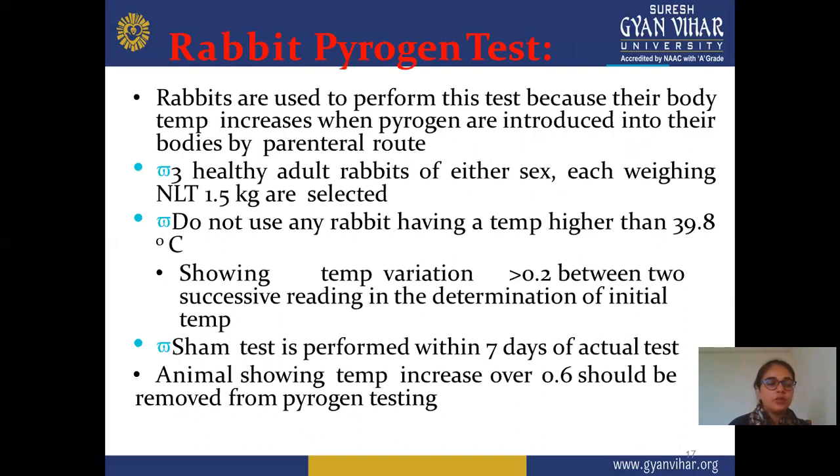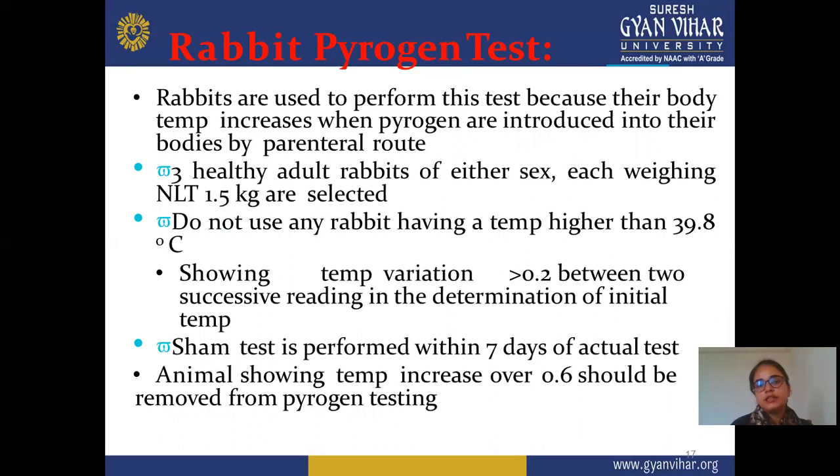In this rapid test, we are performing the test on the rabbit. This rabbit is used to perform these tests because its body temperature increases when pyrogen is introduced in the body. Parenteral group means the similarity of body condition is observed in the rabbit. When we administer this pyrogen, the temperature of that rabbit rises rapidly due to this pyrogen condition. That's why we are taking a rabbit.